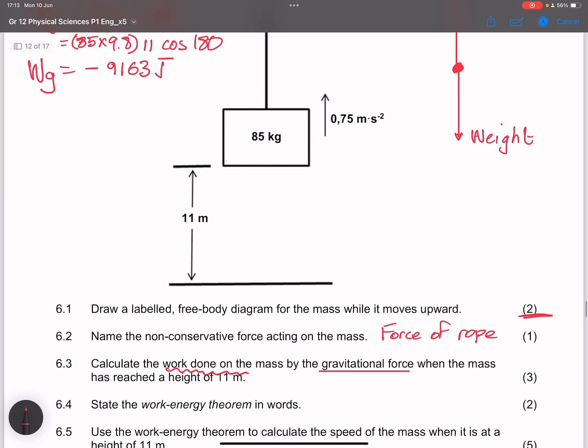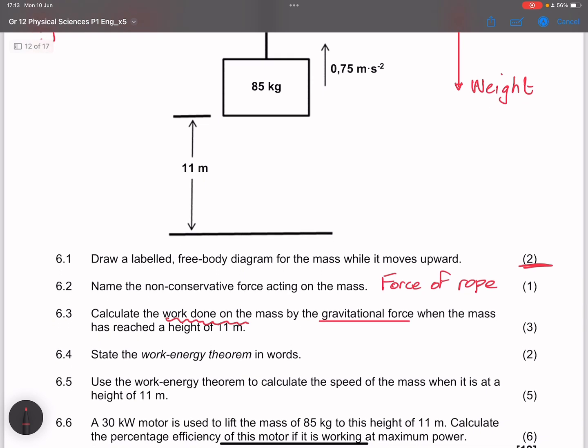So that's the amount of work that is done by the gravitational force. Okay, right, now they say to us, state the work energy theorem in words. So remember, we say that the net work done on an object is equal to the change in kinetic energy. I always like writing it down because what you see is essentially what you get in terms of this definition. Right, now they say to us, use the work energy theorem to calculate the speed of the mass when it is at 11 meters.